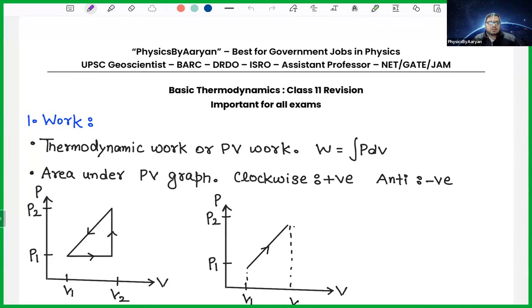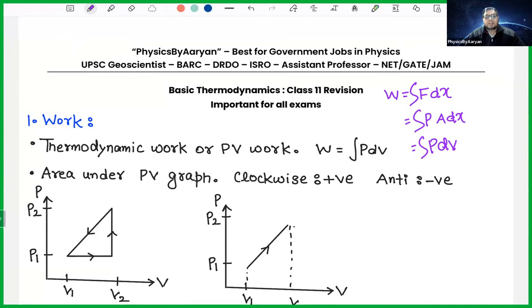So thermodynamics. In thermodynamics, the first concept we studied was work, which is basically thermodynamic work or PV work. The formula that we know is work done is equal to the integration of P dV. P is the pressure, dV is the change in volume. Because we know that work done is given by force into displacement, and force is given by pressure into area. So area into length becomes volume. That is why we know that work done is given by P dV. In thermodynamics, it is known as PV work.